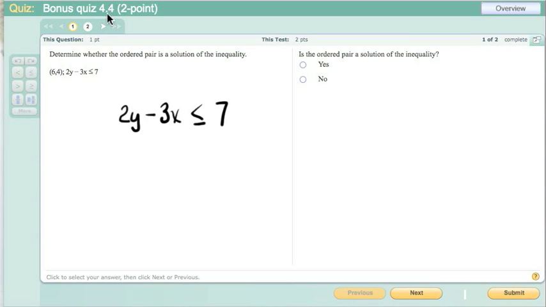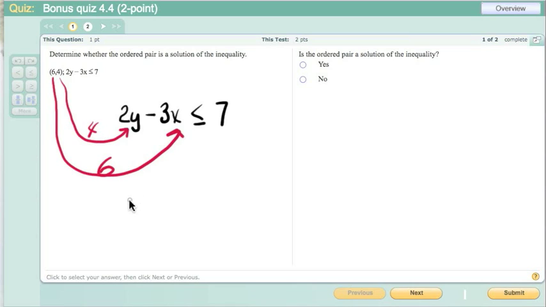In section 4.4 we leap into two dimensions again, and right off the bat they want to know if an ordered pair 6, 4 is a solution to this inequality. And this is essentially a substitution problem. We're going to replace x with 6 and we are going to replace y with 4. And I'm doing this like this because about the only way you can goof this up is if you get the wrong numbers in the wrong slots.